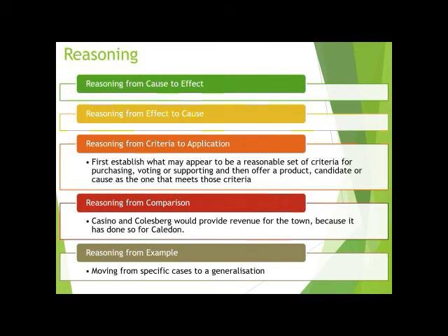So now L'Oreal has a set of criteria for purchasing. And now in their advert, basically, they're going to offer the product along the lines of exactly the criteria that they have found out. So they would play into the three people's needs by saying, our shampoo makes your hair smell nice, it prevents hair fall, and it prevents dandruff. Here we go. Reasoning from criteria to application.